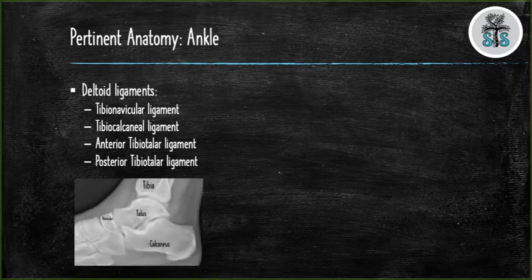There are several ligaments to the ankle that you should know. There are four medial ligaments to the ankle. These ligaments are known collectively as the deltoid ligaments. They are named after which bones they originate from and which bones they attach to. The deltoid ligaments are the tibio-navicular, the tibio-calcaneal, the anterior tibial talar, and the posterior tibial talar ligaments. You can remember that each ligament originates from the tibia and inserts on the medial bones of the foot.